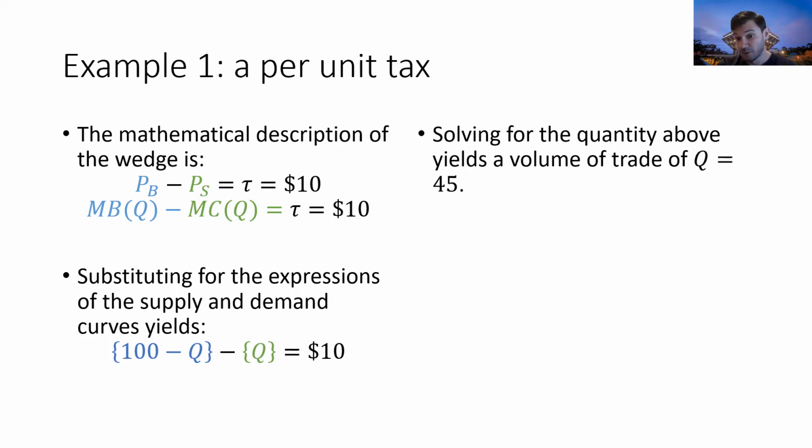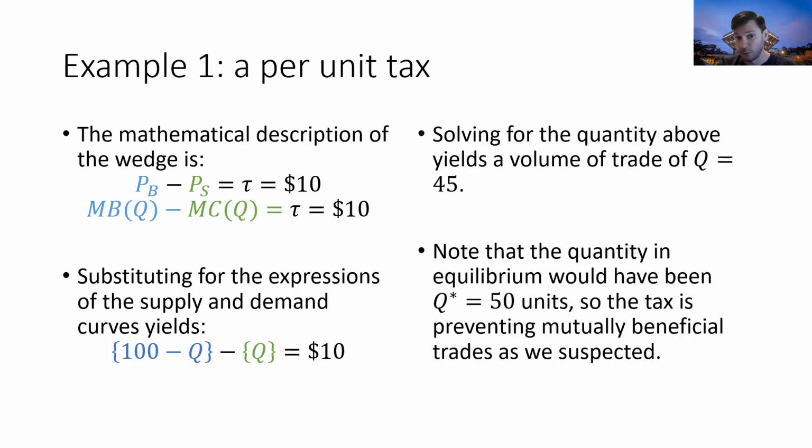Yeah, if the tax was zero instead of 10, and you solve that same equation, you should find that the equilibrium quantity was 50. So we can see here for sure, the tax is causing the volume of trade to drop, which is pretty consistent with what we had suggested. It's preventing these mutually beneficial trades.